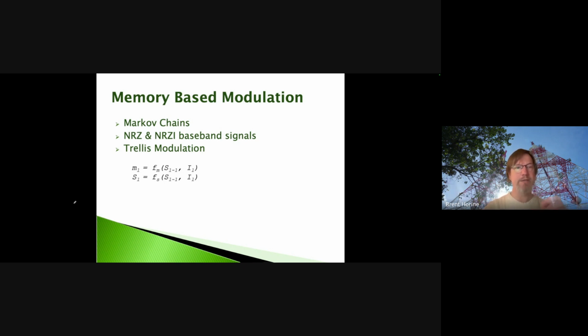So if we have a K equal to 3, M equals 8 type of system, then we pick off 3 bits that get mapped to a symbol. Then we take the next 3 and that gets mapped to a symbol. Each of those mappings is independent of whatever came before or whatever comes afterwards. Now we're going to change to memory-based modulation, and we're going to talk a little bit about Markov chains.